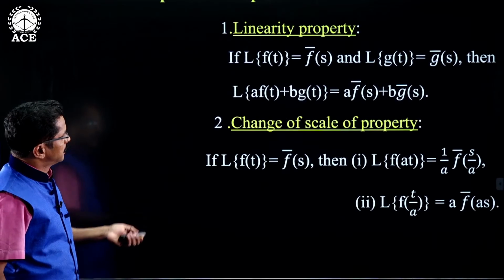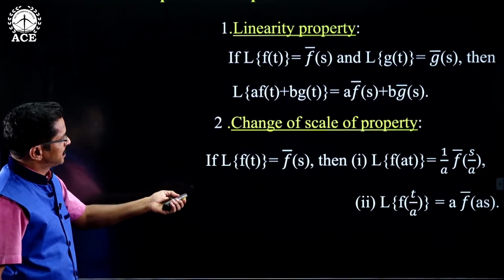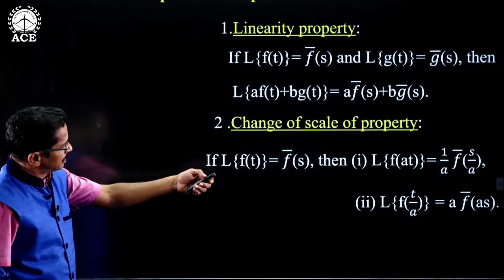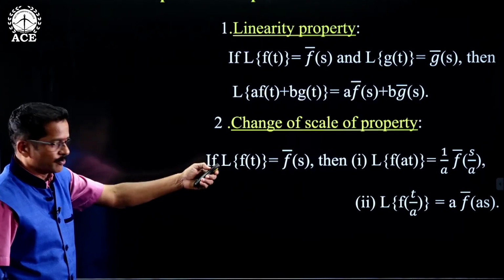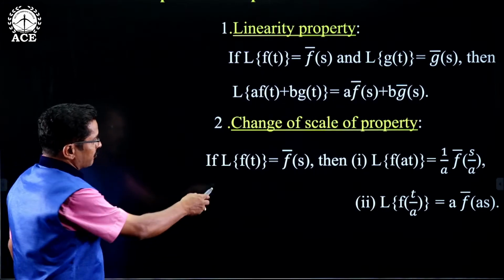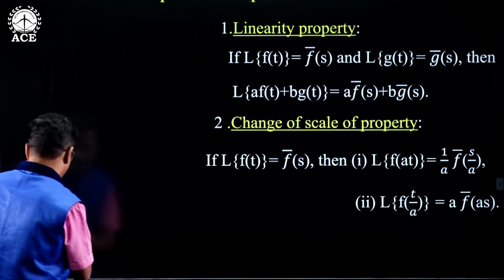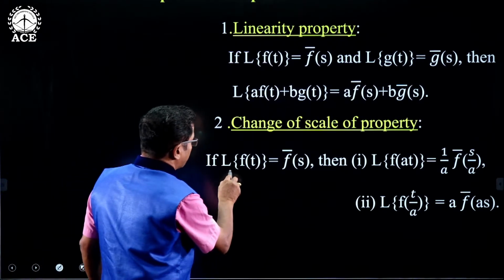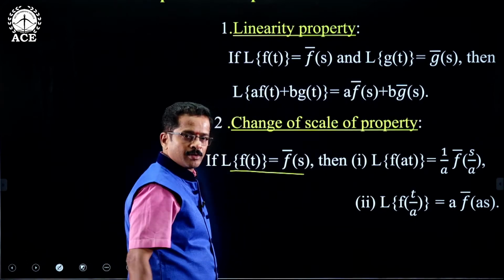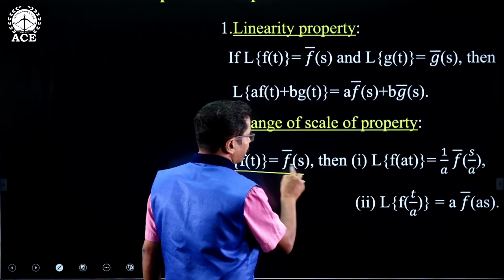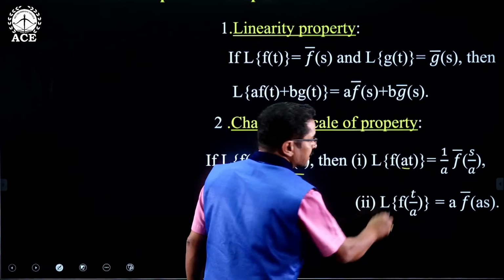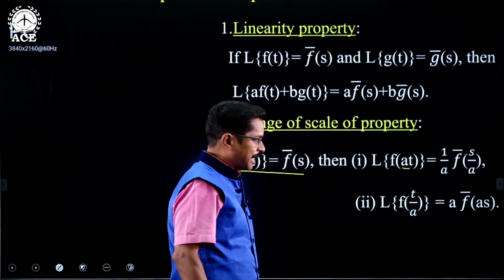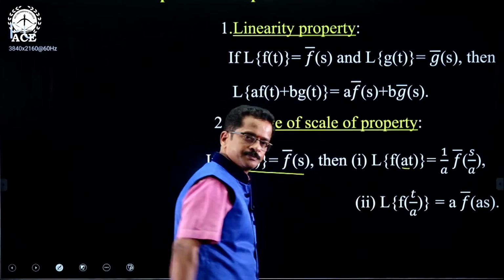Right. So the linearity property and the change of scale property I have explained now. Previously this was disturbed, now I adjusted. So L of f of t equals a bar of s. Then on change of scale property, when t is replaced by at, we get 1 by a into a bar of s by a. Similarly for t by a, right?